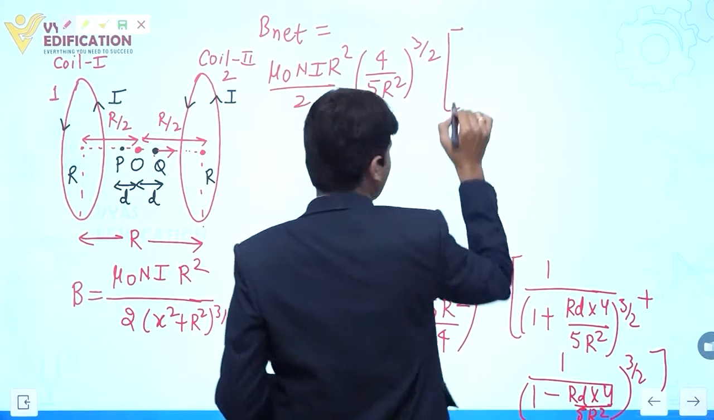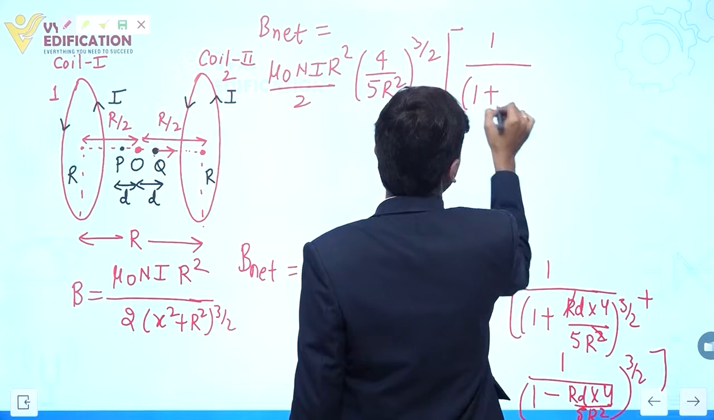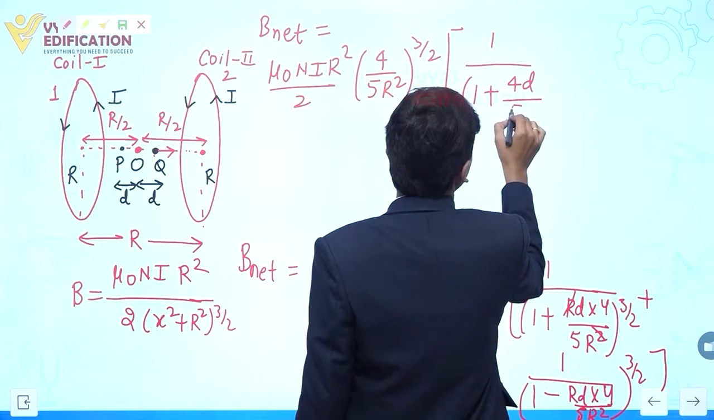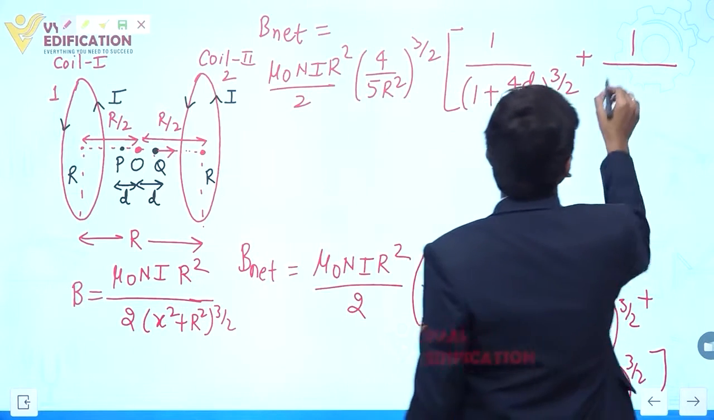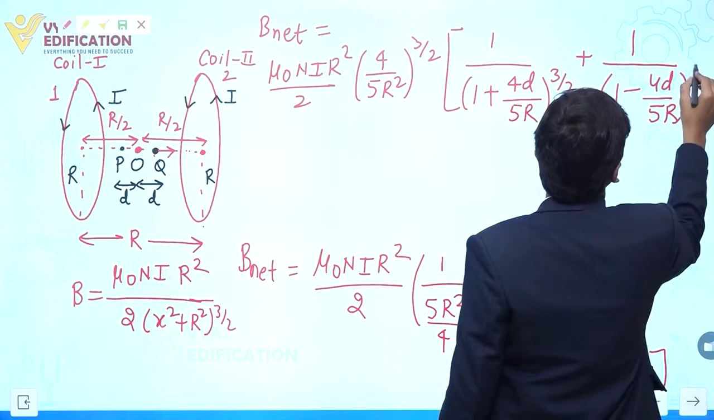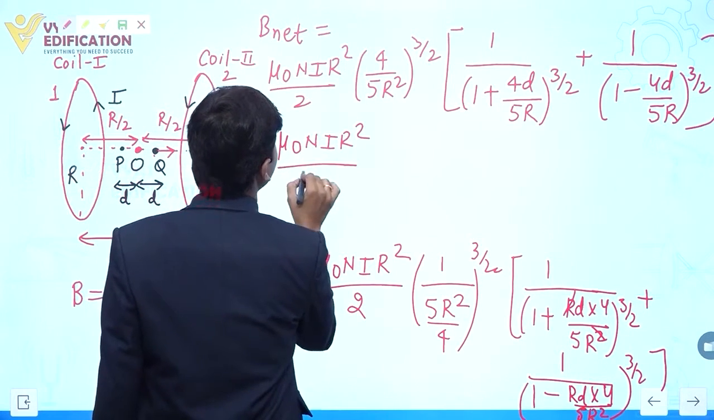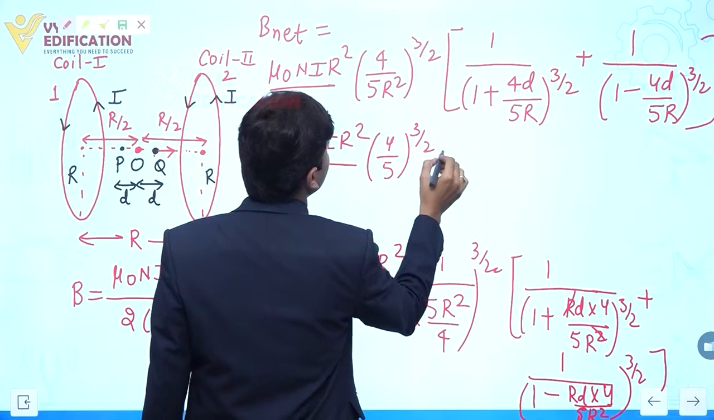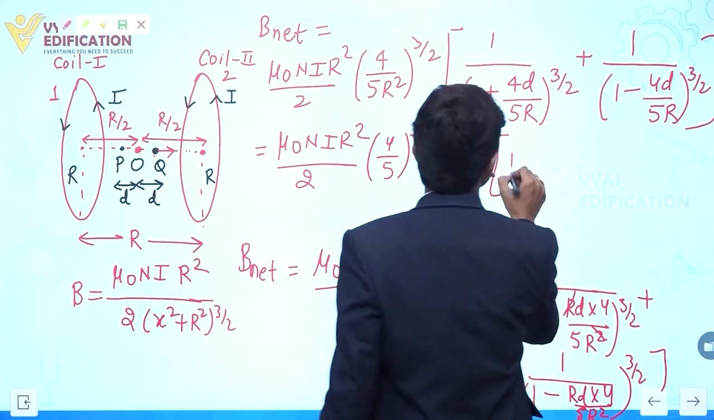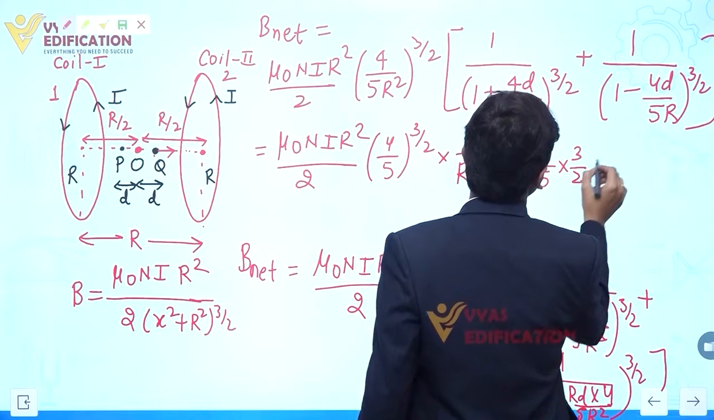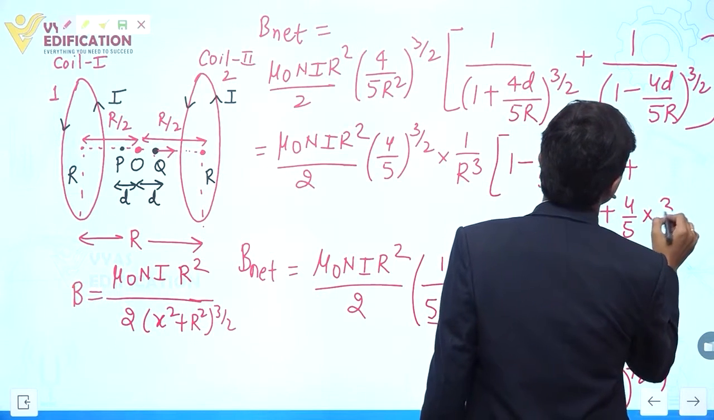Clear everyone? And from here we can say R and R cancel out. Clear? So 1 upon 1 plus 4D divided by 5R power 3 by 2, plus 1 upon, same, we can write like this, 1 minus 4D divided by 5R power 3 by 2. Clear? So now we can say mu naught Ni R square by 2 and 4 by 5 power 3 by 2 and 1 upon R cube. Clear? Now when this goes to the numerator, this becomes minus 3 by 2, and this is 1 minus 4 by 5 into 3 by 2 times D by R. Clear? Plus 1 plus 4 by 5 into 3 by 2 times D by R.